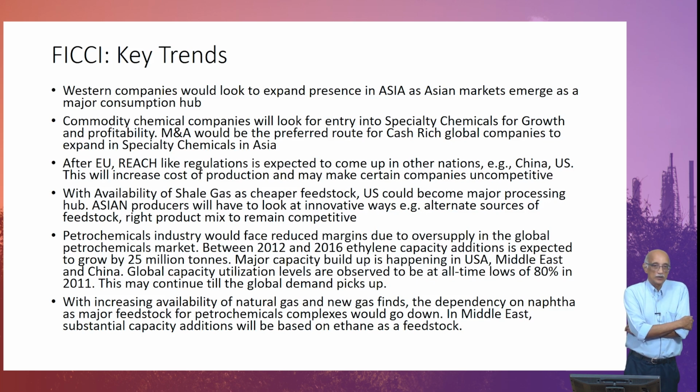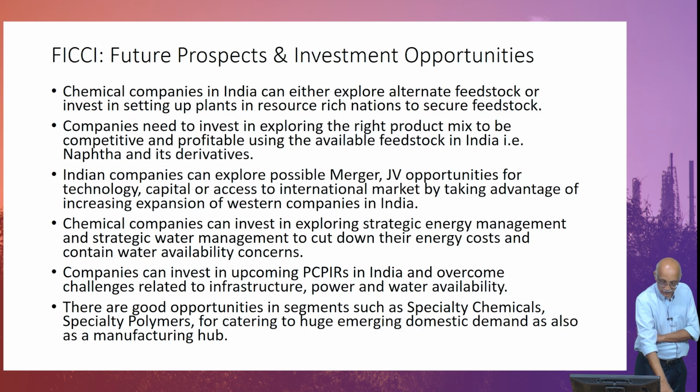US has suddenly found a lot of reserves, right? So, they have suddenly become a net exporter rather than an importer. Petrochemicals industry could face reduced margins due to oversupply. This is a kind of a periodic thing, there's cycles of oversupply and undersupply. So, but you have to anticipate and react to those. Increasing availability of natural gas and new gas finds means that the dependency on naphtha as a major feedstock for petrochemicals will go down, and ethane in particular will be looked at increasingly as a feedstock material.